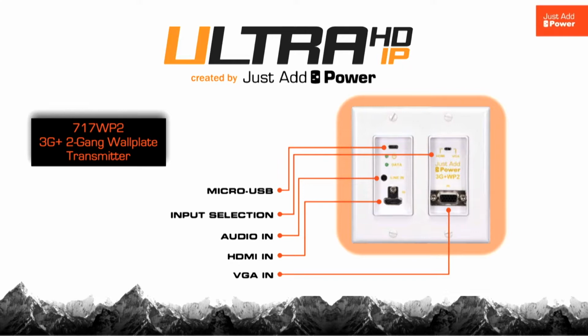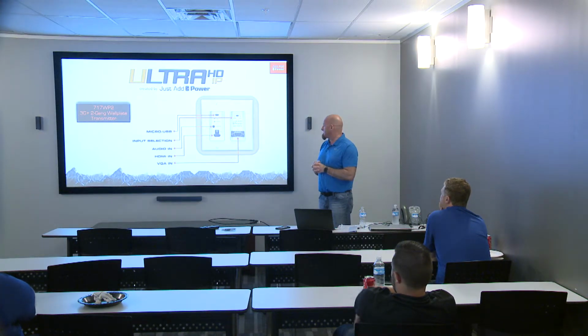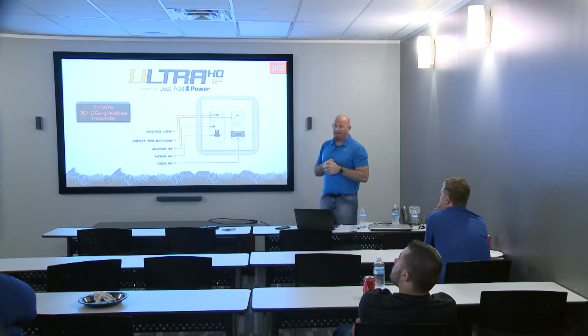So here is the in-wall 2-gang wall plate, the 717 WP2 3G plus 2-gang wall plate transmitter. As you can see here, 2-gang wall plate, available in white and black that we keep in stock, and then available in 11 different other colors. Just remember, if you do need the custom 11 colors, it takes an extra about 2 weeks lead time. But what's really cool about this is it has an HDMI in and a VGA in. So great for a boardroom, a conference room, something along those lines where they're not sure what's going to be plugging into it, and they have both the HDMI and the VGA capabilities in it.